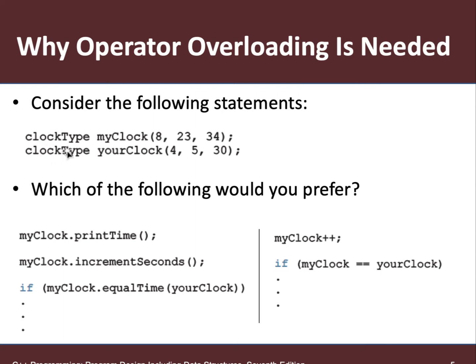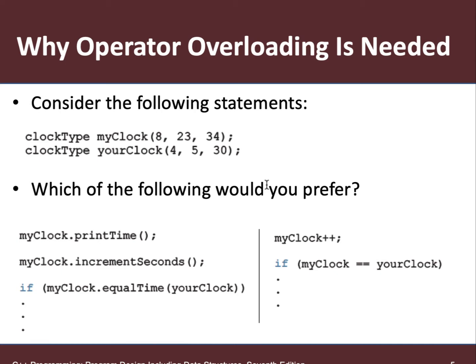Consider these two statements. The first statement declares myClock to be an object of type clockType and initializes the member variables hour, minute, and second of myClock to 8, 23, and 34. The second statement creates yourClock and initializes hour, minute, and second to 4, 5, and 30 respectively.